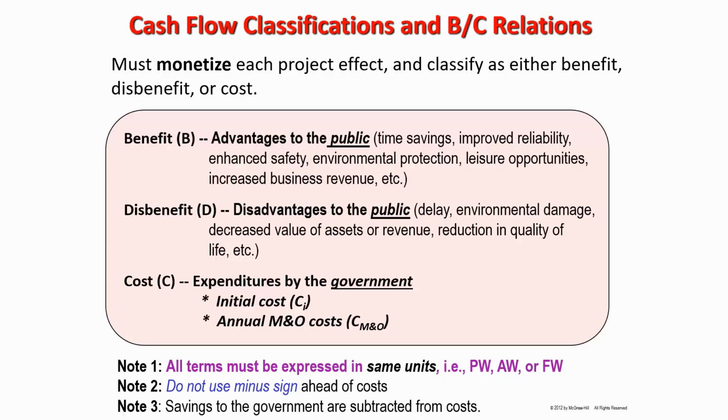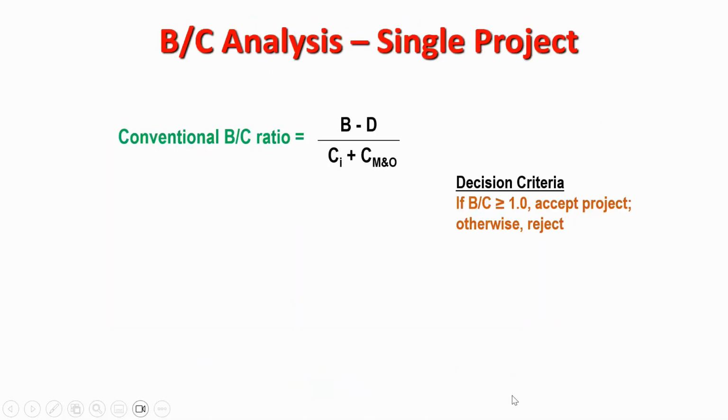But in order to combine the money together, of course, it needs to all be in the same time frame. So it all needs to either be at the present or in the future or expressed in terms of an annual worth. And in the formula I'm going to show you, you don't put a minus sign for costs. Costs are already known to be outflows in the formula, so the minus sign is built into the equation for costs. And then if a certain project is going to reduce expenditures by the government, then those are subtracted from the cost.